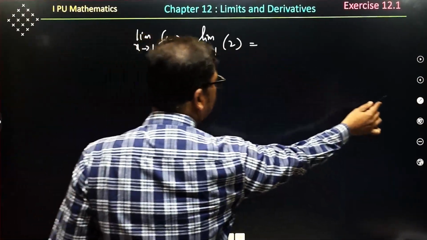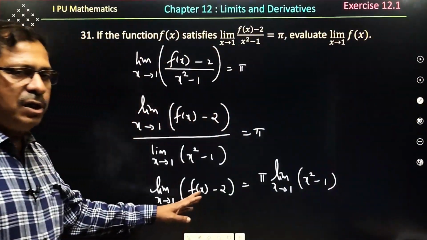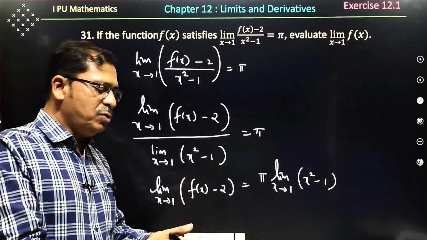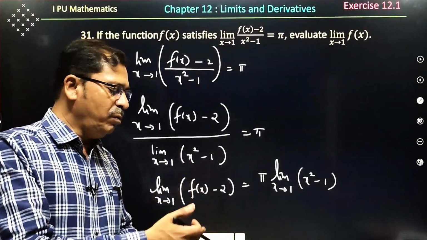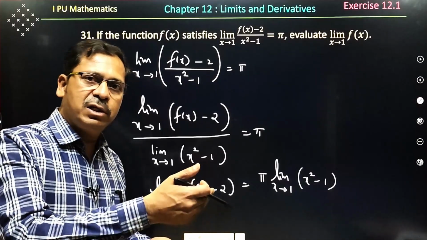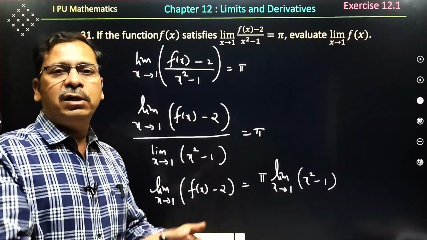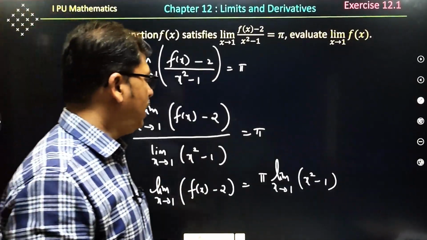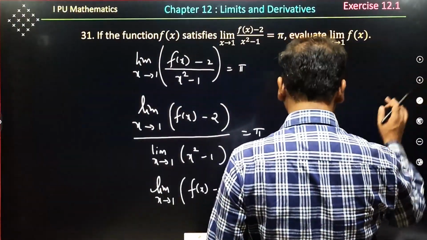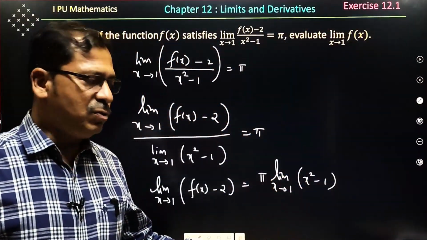This is equal to, see how it is, f(x) is there, minus 2 is there. Limit x tends to a of f(x) minus g(x) is equal to limit x tends to a of f(x) minus limit x tends to a of g(x). That is the rules of limits I am applying. And then pi is there outside, limit x tends to 1, x square minus 1 is there here.